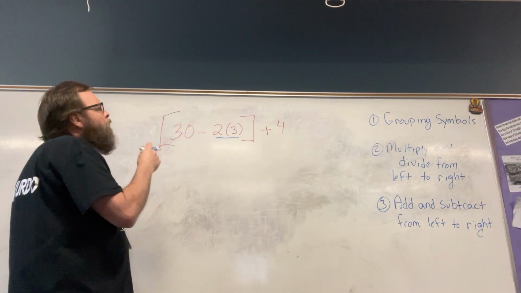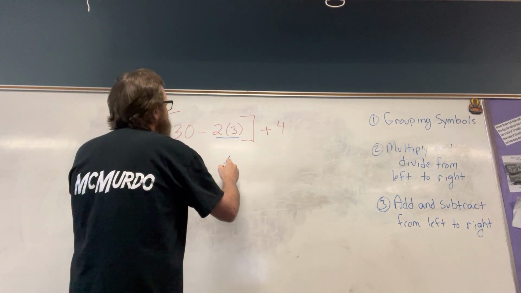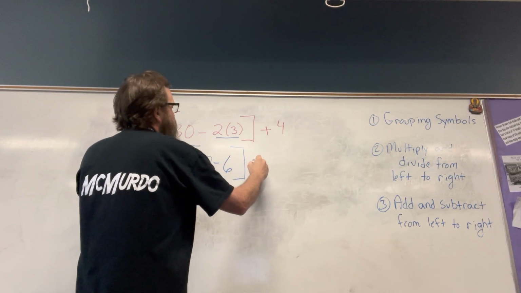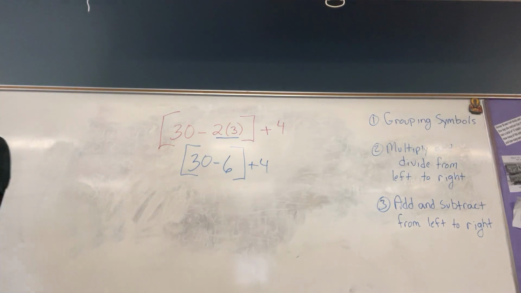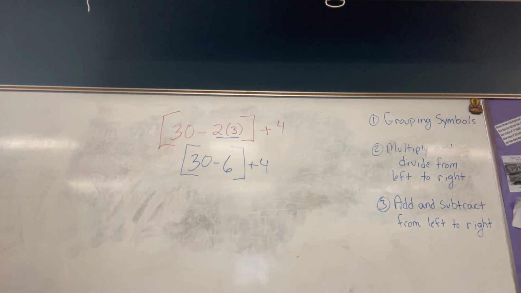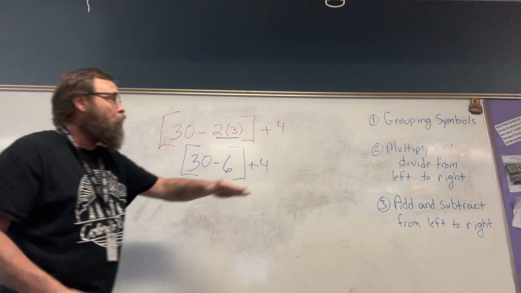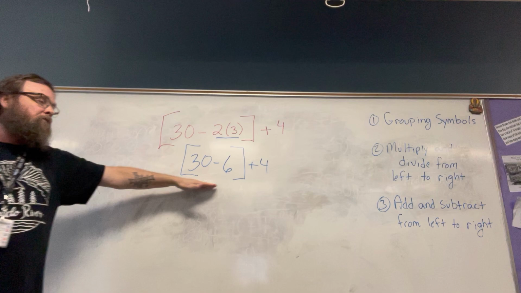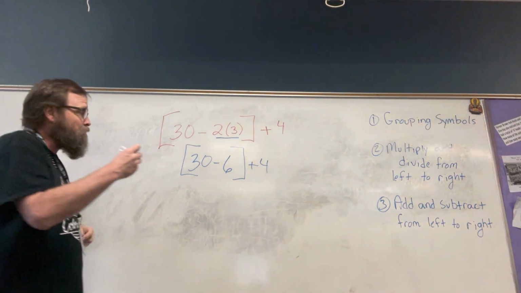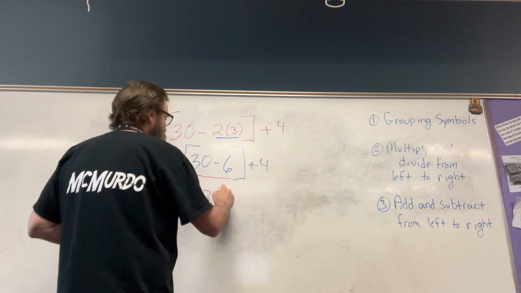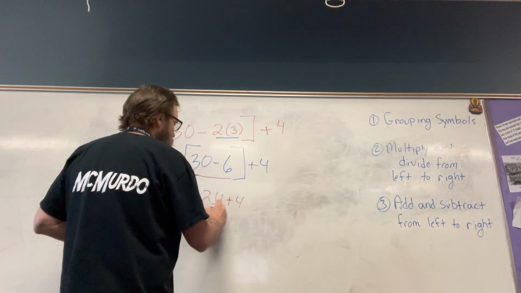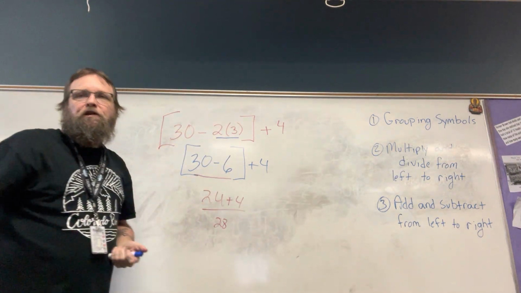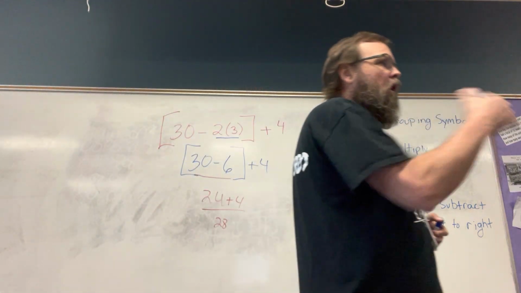So 2 times 3 is 6. And I haven't done everything inside the brackets yet. So I bring down what I haven't done yet. Now, we still have grouping symbols. So I go back to the grouping symbol, and I have 30 subtract 6, which is 24. I haven't done the plus 4, which is 28. Now, if you notice, I did each step one at a time. One step at a time.